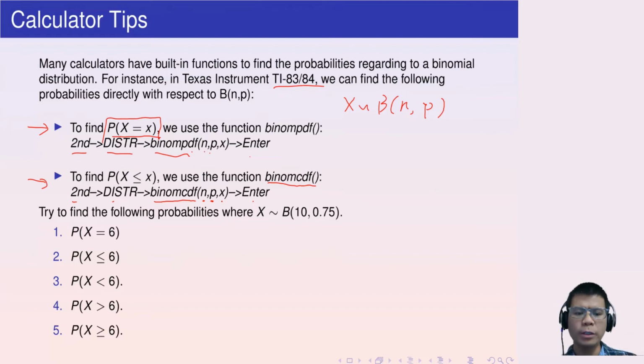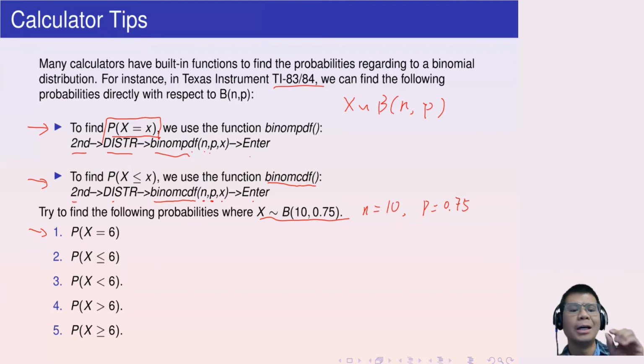For other types of probabilities, we need to do some transformation. Let's consider this example. Here X has a binomial distribution with n equals 10, p equals 0.75. Now the first one, P(X = 6). As you can see, this is the first tab, the probability for the random variable to be a given specific value.